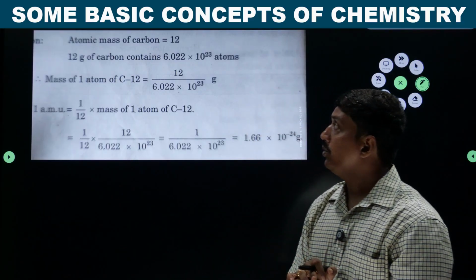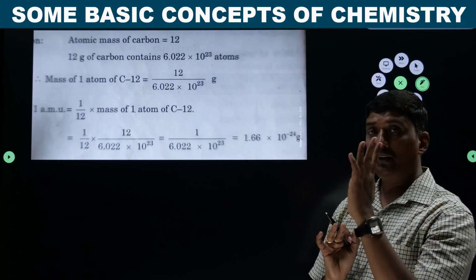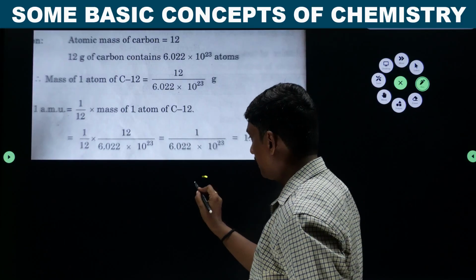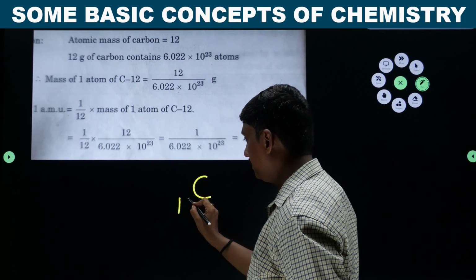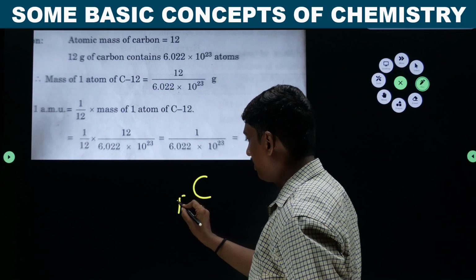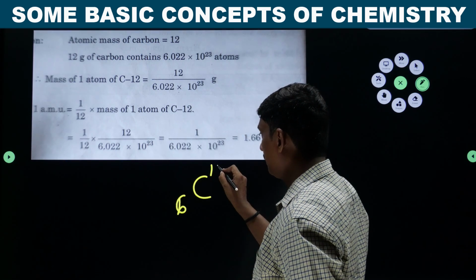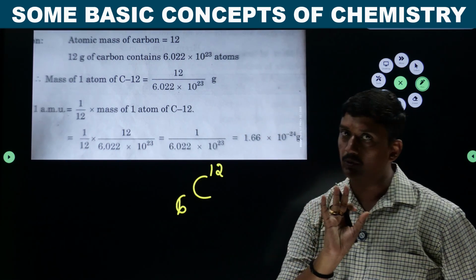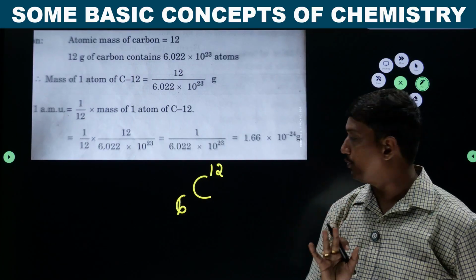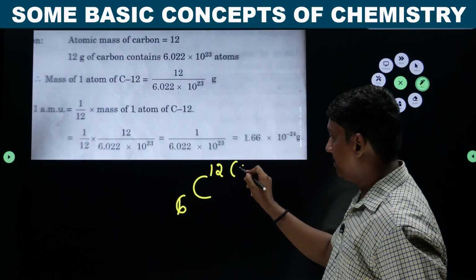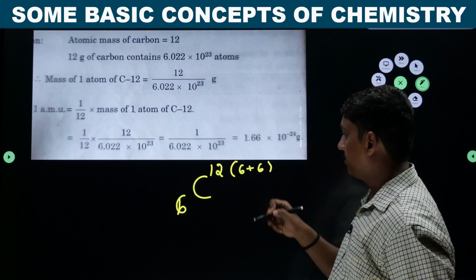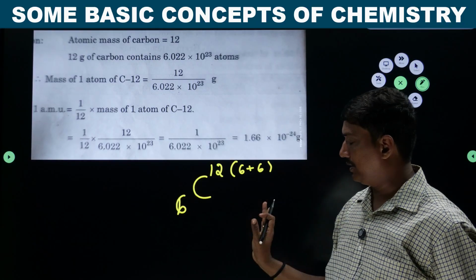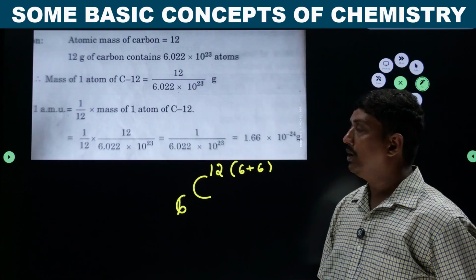As you know, here we have taken carbon. Number of protons is equal to 6, mass number is 12. The carbon 12 isotope is taken, not 13 or 14, but 12. It means 6 protons and 6 neutrons. Okay, it is clear. Carbon 12 isotope.